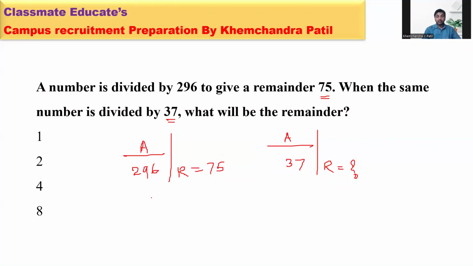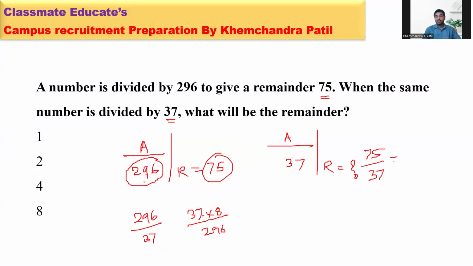Now here, if this is your first divisor, this first divisor 296 is exactly divisible by 37. So this is the 8th multiple. 37 8s are 296. So it is dividing exactly. So your remainder in this case will be the first remainder 75 divided by 37. And if you divide 75 by 37, the remainder will be 1, which is option number 1. So this is a very classic case.